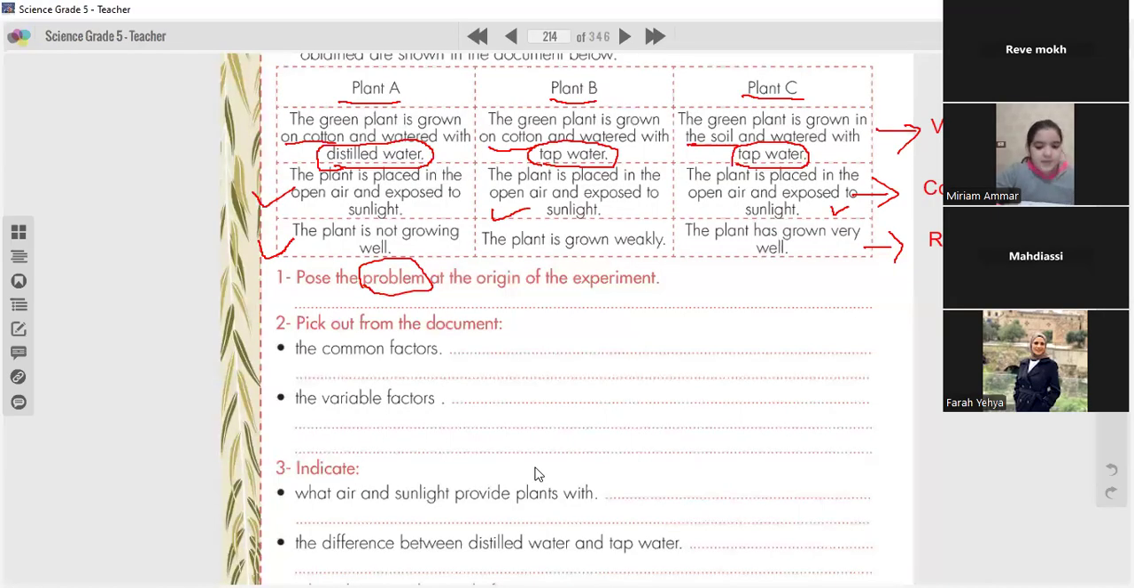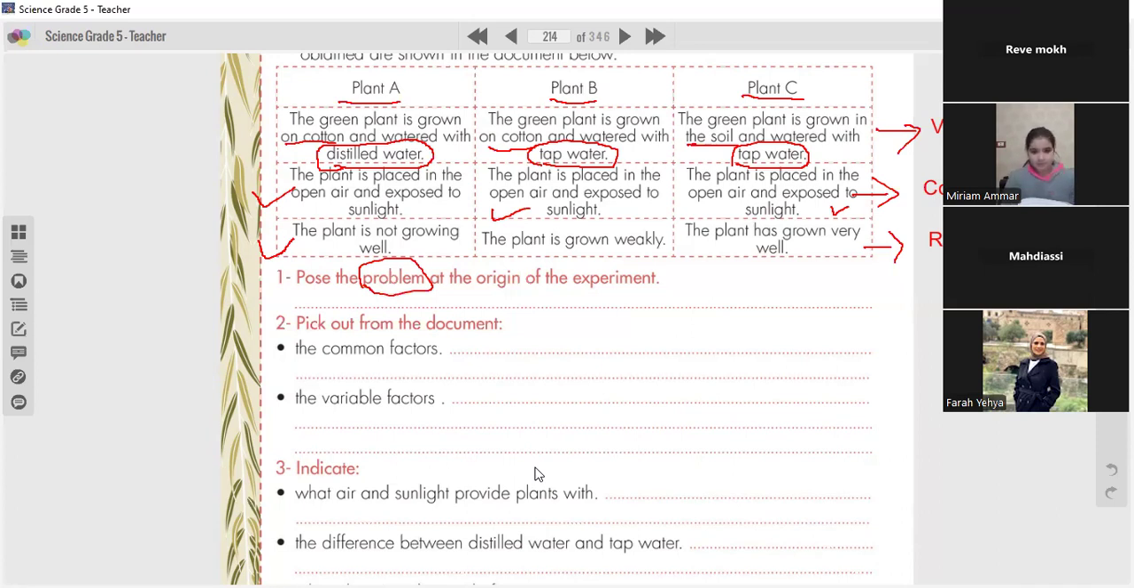Are mineral salts necessary for the growth of green plants? Excellent. That's it. Because this experiment is focusing on the mineral salts, whether they are important or not, we only have to change this statement into a form of a question.